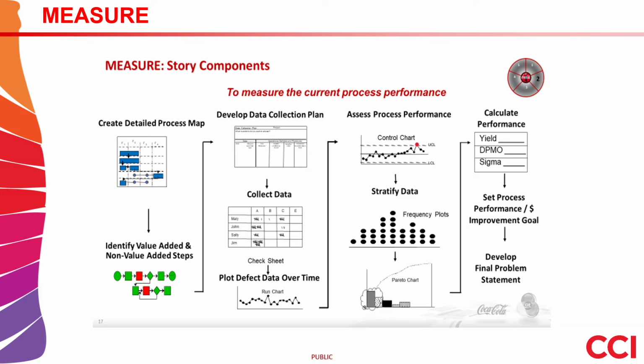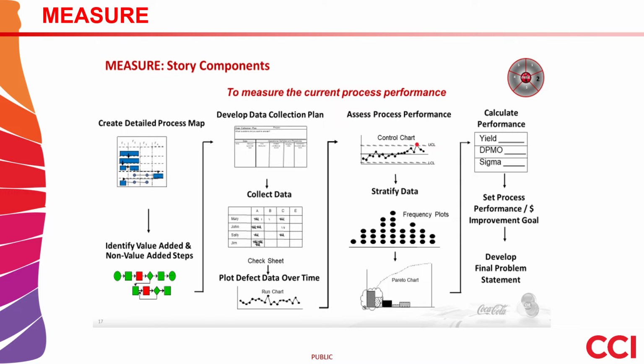Welcome to Quick Learning. Today we are going to learn the next phase of the DMAIC project, that is MEASURE. The MEASURE phase is basically used to measure the current process performance. There are multiple components of the MEASURE phase. So we will discuss these.